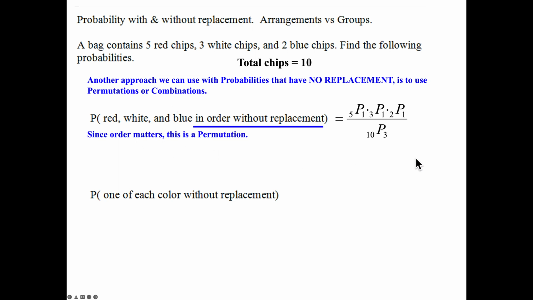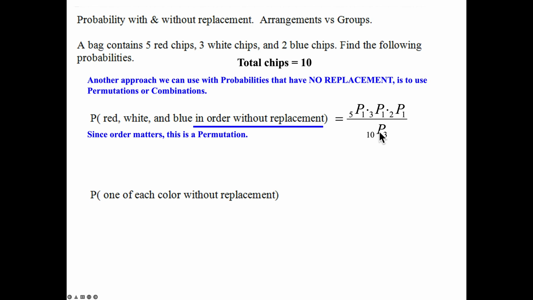So we could set this up as a permutation. Your denominator, there's 10 total chips, and you want to pick out 3 chips. 1, 2, 3. So the denominator is 10 permutation 3. On the top, because order matters, it's a permutation. There's 5 red chips, you want 1, so that's 5 permutation 1, times 3 white chips, you want 1 of them, 3 permutation 1. There's 2 blue chips, so 2 permutation 1. Multiply those all together, put it over this number, and that's going to be your probability.